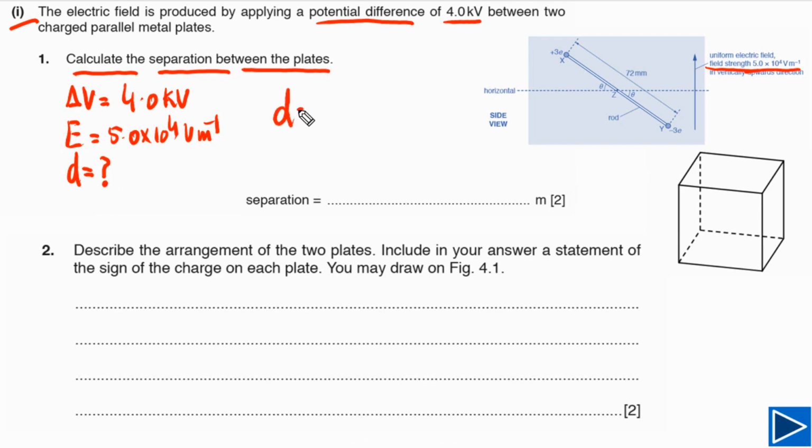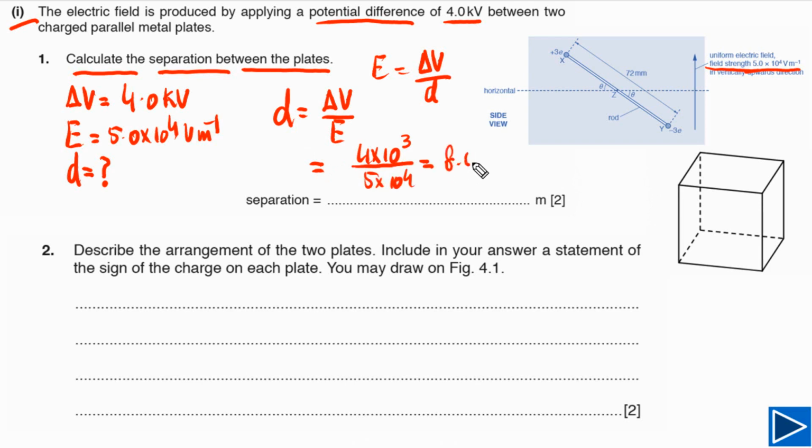So d we can simply write down, this is equal to delta V over E, because E is equal to delta V over d. Now simply we need to plug in values of delta V and E, and we can find out the value of separation between plates. If we just do these calculations, our final answer will be 8.0 times 10 to negative 2 meters. And this is the value of separation between plates.